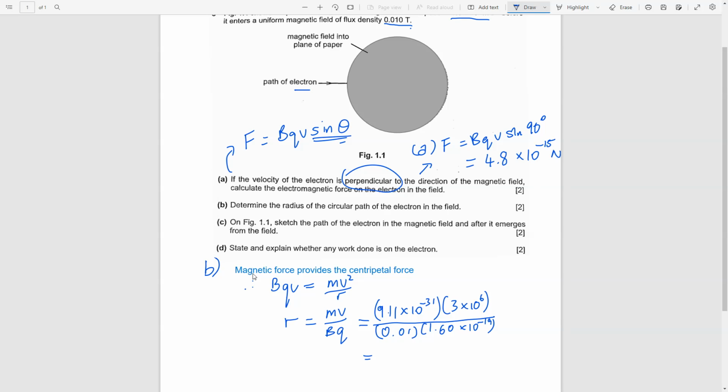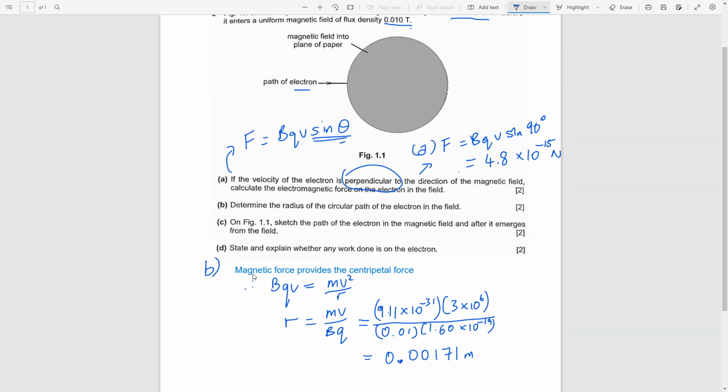9.11 times 10 power minus 31 times 3 times 10 power 6 over 0.01 times 1.6 times 10 to the power of minus 19. And I get 0.00171 meters. Again, in the exam, they might ask for cm or mm, so just take note.